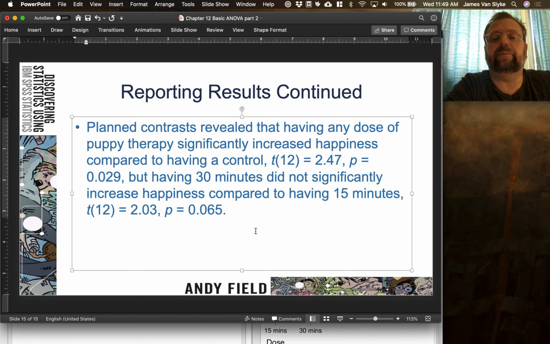But having 30 minutes did not significantly increase happiness compared to having 15 minutes. So then we have the t-score again, degrees of freedom, but notice that our p-value is above 0.05. Thus, there is not a significant difference between the two groups. Okay, so that's how we're going to write out these particular types of tests.